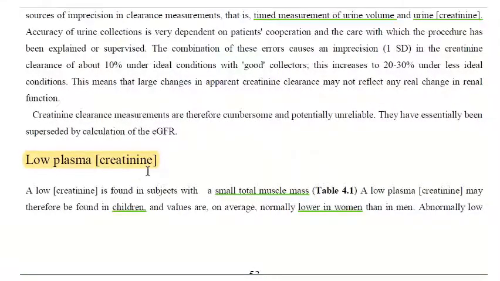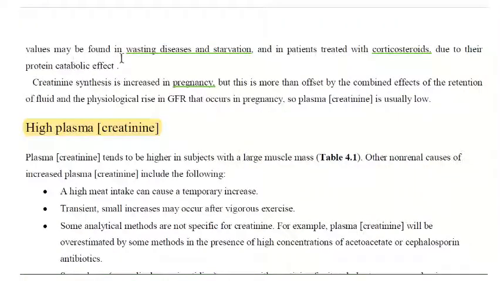بالنسبة للlow plasma creatinine concentration، low creatinine concentration is found in subjects with a small total muscle mass. وأيضا a low plasma creatinine concentration may therefore be found in children, and values are on average normally lower in women than in men. Abnormally low values may be found in wasting diseases and starvation, and in patients treated with corticosteroids due to their protein catabolic effects.